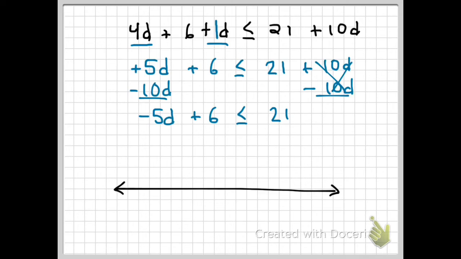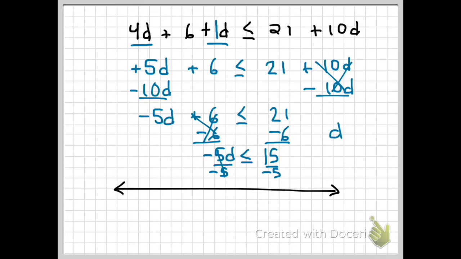Okay, then we're going to subtract 6. Try not to combine too many steps at once. So we have -5d is less than or equal to +15. All right, now we're dividing by -5. So we have d, 15 divided by -5 is -3. But remember, since we're dividing by a negative, we have to flip this sign, so it should be pointing this way now. All right, so we have 0, and then we have -3, closed circle, shaded to the right.